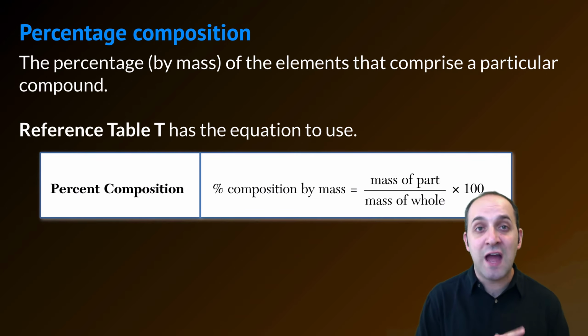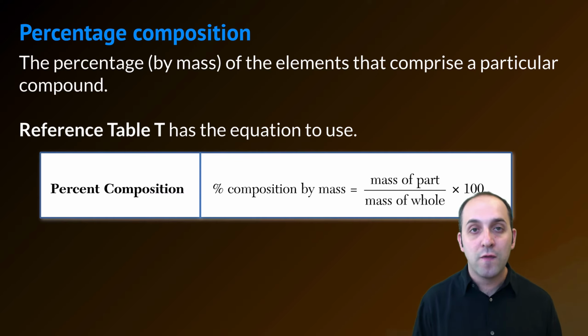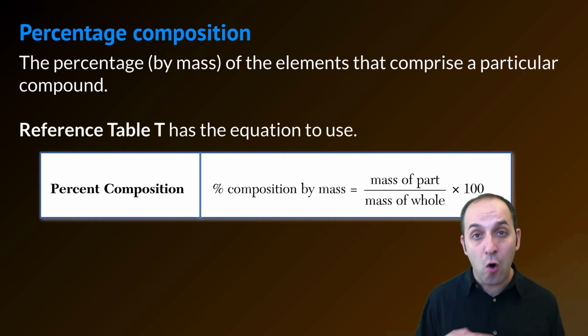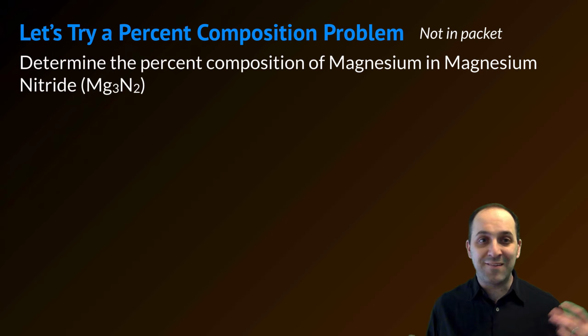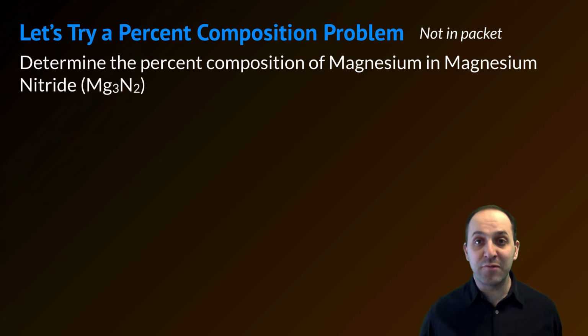Reference Table T actually has the equation for percent composition. It's simply the mass of the part that we're looking at divided by the mass of the whole compound times 100. Let's try a percent composition problem that's not actually in your packet. In this problem, you're going to need to determine the percent composition of magnesium in the compound magnesium nitride. Pause the video, try it on your own, and then when you're ready, let's go through it together.